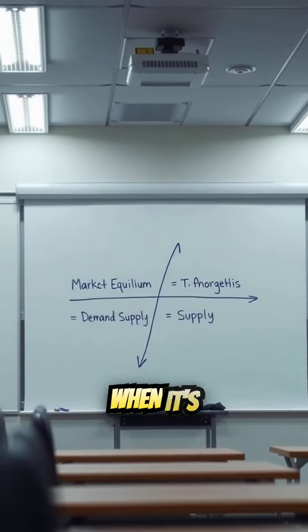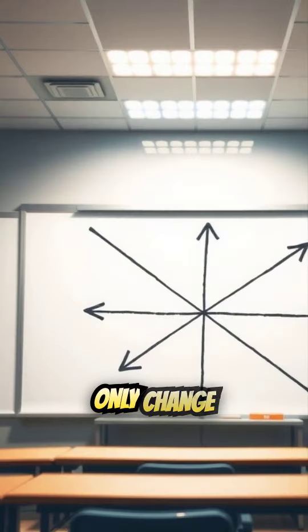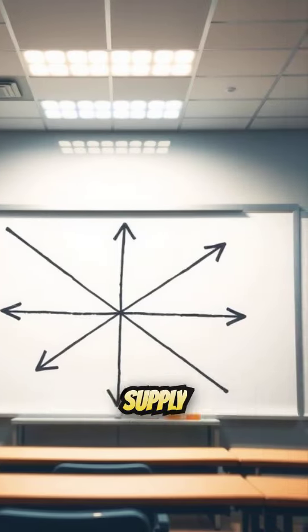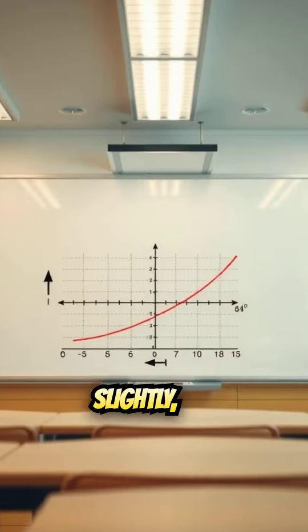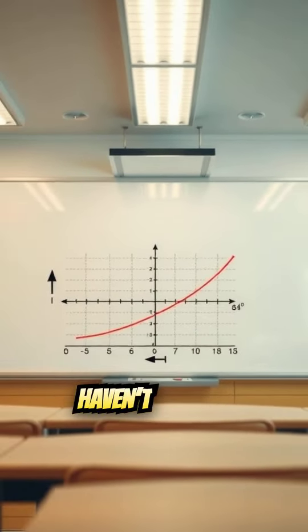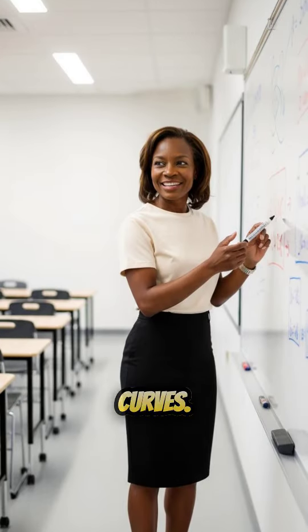But notice, when it's just a movement along the curves, the equilibrium price and quantity only change if there's a mismatch between supply and demand. The new intersection point adjusts slightly, but the underlying curves haven't shifted. So movements are about finding the new balance on the same set of curves.